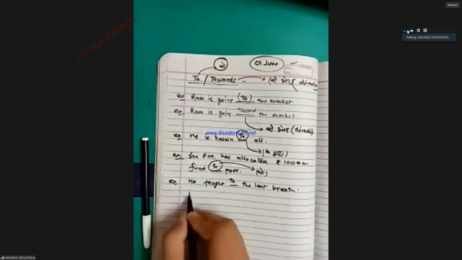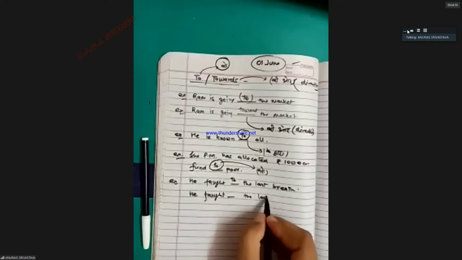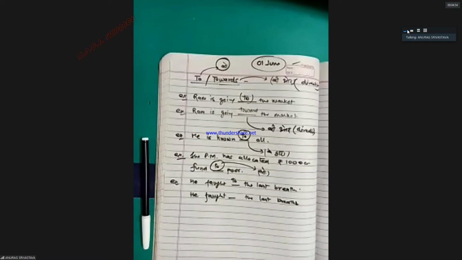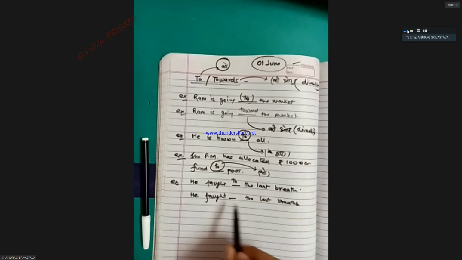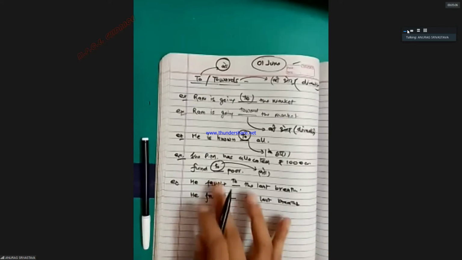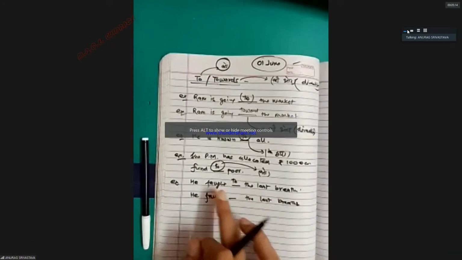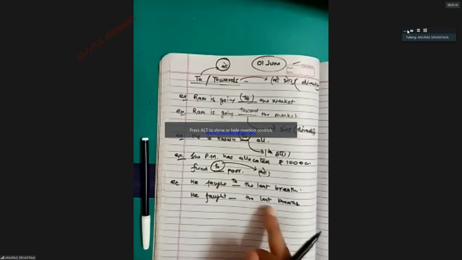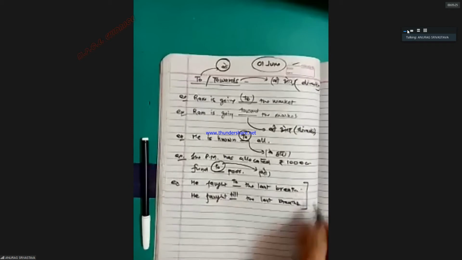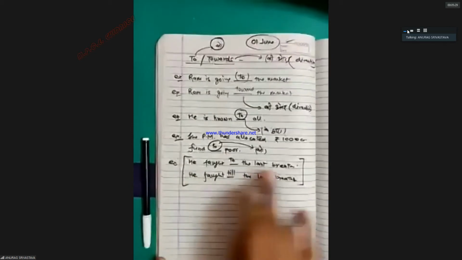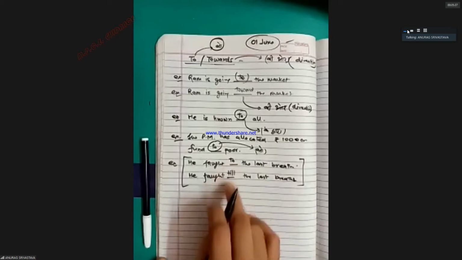But if the sentence is given in this way, he fought dash the last breaths, there is a difference of S only. In the first case, we will place here two. In the other case, breath plus S, we will place till. Just remember this. Till the last breath and to the last breath are two different sentences, placed with different types of prepositions.